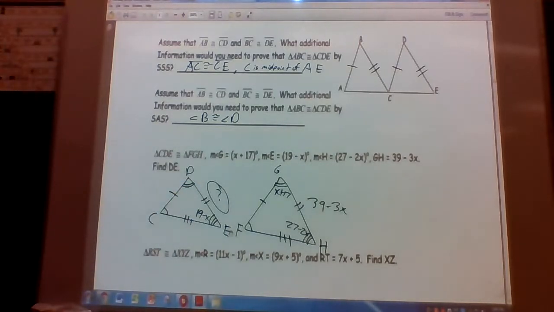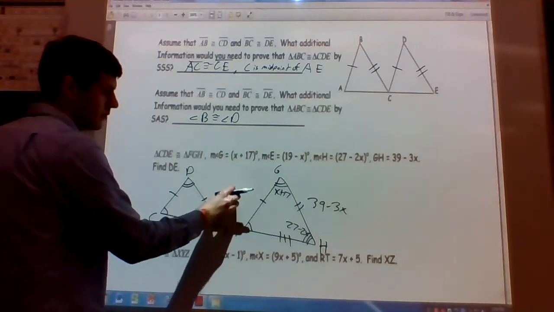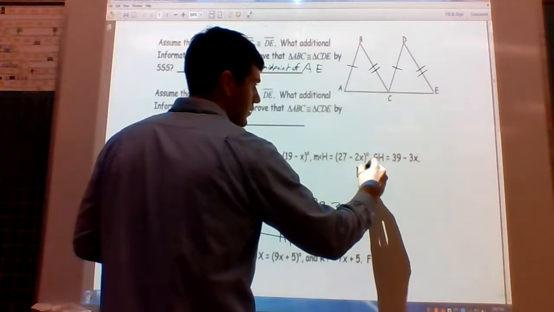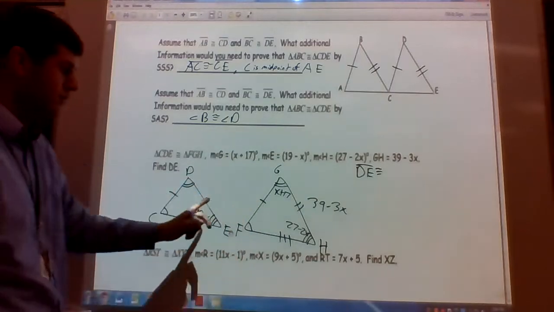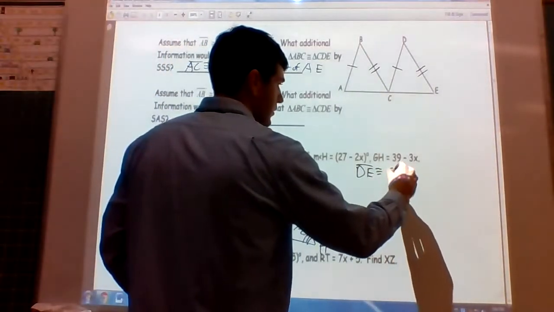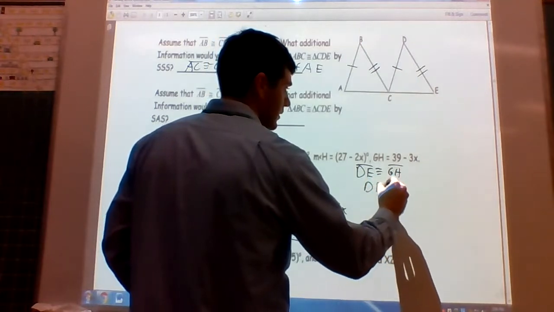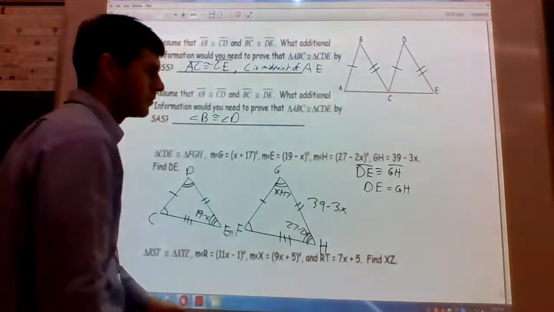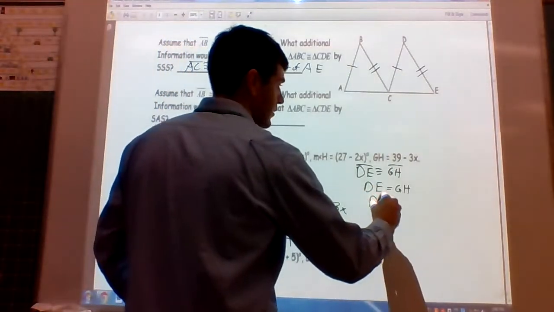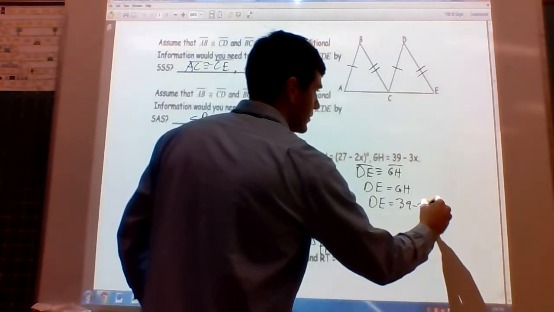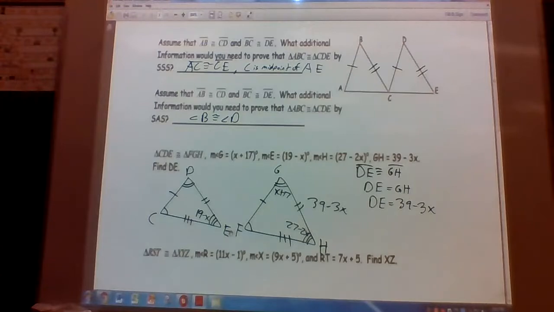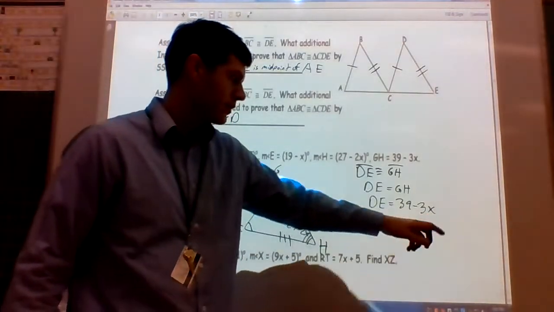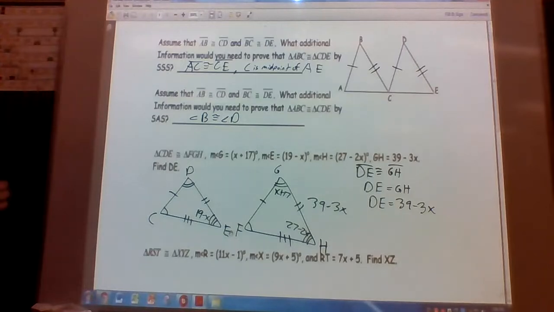Okay. So we know DE is going to be congruent to GH, right? DE is congruent to GH. So we know DE is equal to GH. So we know that DE is going to be equal to 39 minus 3x. Okay, so in order to find DE, we're going to have to find x. So we have to look and see if we know of anything else that we can set equal to each other or add up to something.